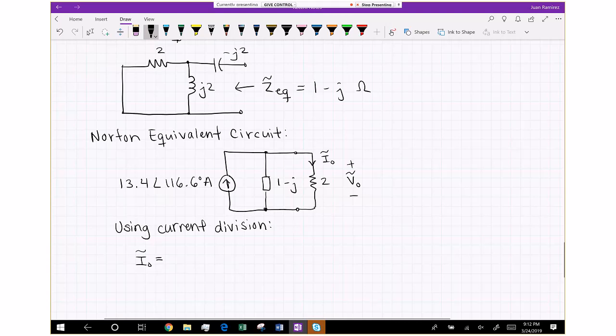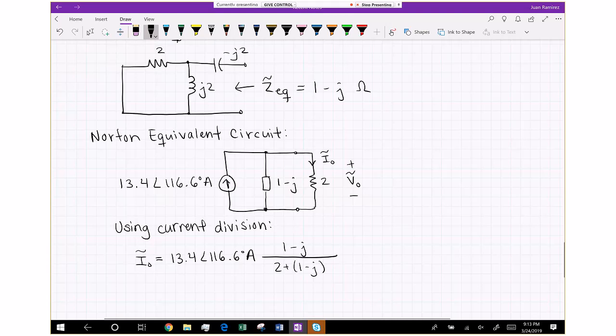So that current through the 2 ohm resistor will simply be the source current going into the parallel branches times the ratio of impedances, where the numerator is actually the opposite impedance to the one you're looking for the current at. And the denominator will be the sum of them. This is the case for current division having 2 impedances.